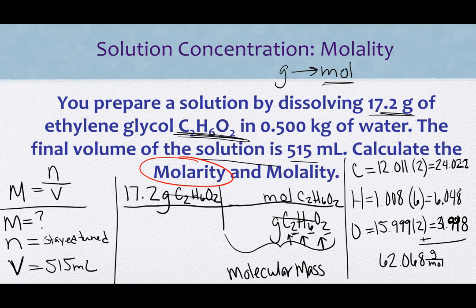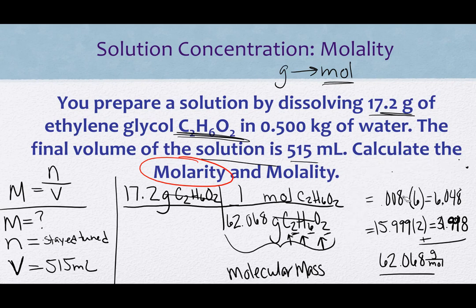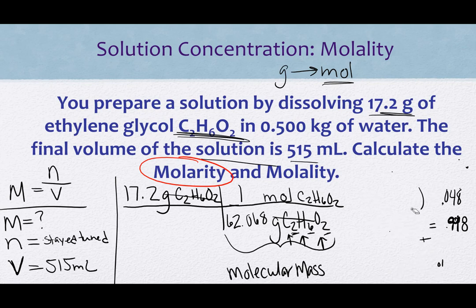Okay. So this is the number that goes over into our unit conversion problem. So in 1 mole of this substance, we're going to have 62.068 grams. Okay. All right, so now my train tracks are set up. I have my units plugged in. I have my numbers plugged in. Now I just need to throw it into my calculator and do my grams to moles conversion.